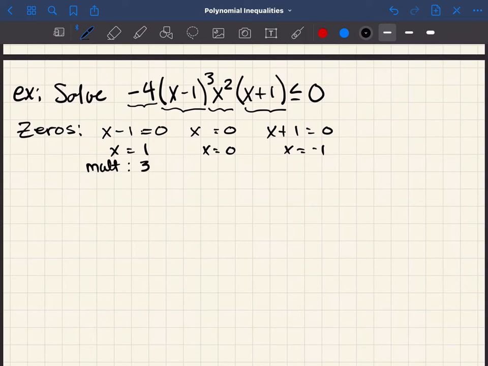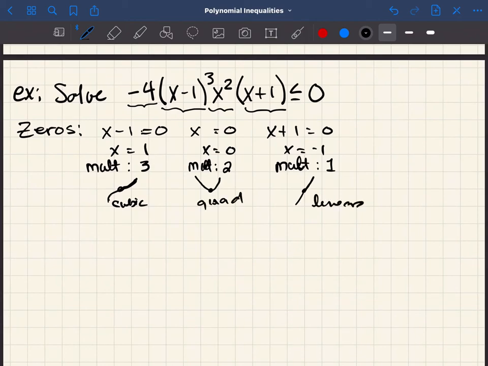So we know this one is going to have more of that cubic, that little squiggle that we see when we graph it. The multiplicity at 0 is a 2, so we know at this 0 we're going to have some sort of a bounce or a touch. And then the multiplicity at -1 is just 1, so this one's going to have a linear behavior around that 0. So we have a cubic behavior, we have a quadratic behavior, and we have a linear behavior.